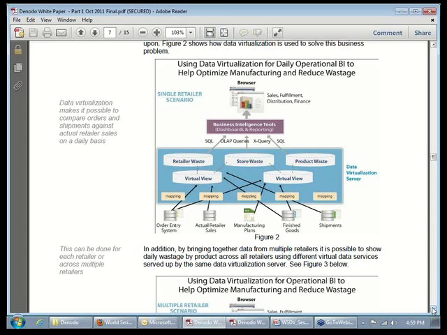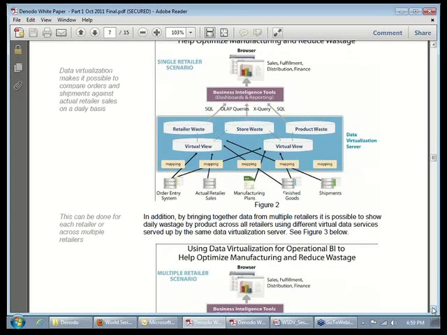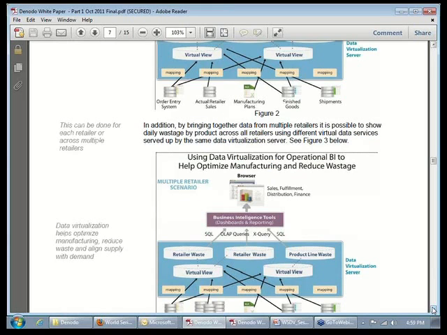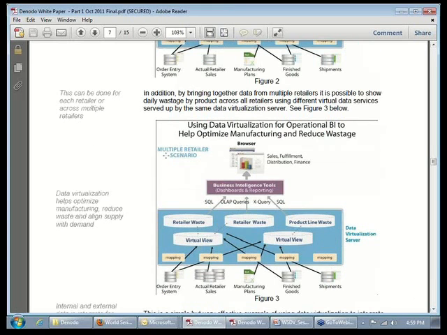how virtualization helps bring together information from all these systems, not only in a single retailer scenario, but also in a multiple retailer scenario, and how that helps not only optimize the supply chain in the sales going forward, but also reduces wastage and improves optimization of manufacturing.